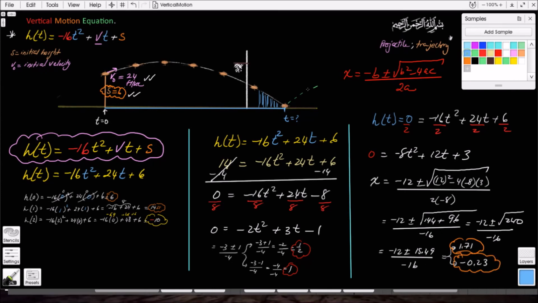In other words, the time when the ball hits the ground is approximately 1.71 seconds. And since we cannot go back in time, negative 0.23 seconds is a meaningless result. So what we have realized is that it takes about 1.71 seconds for the ball to hit the ground.